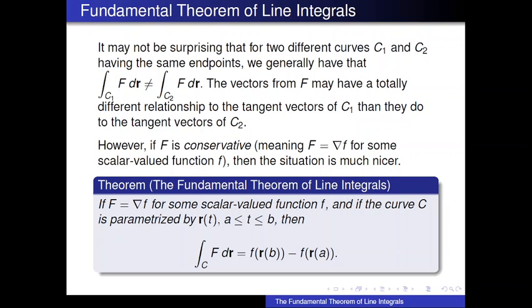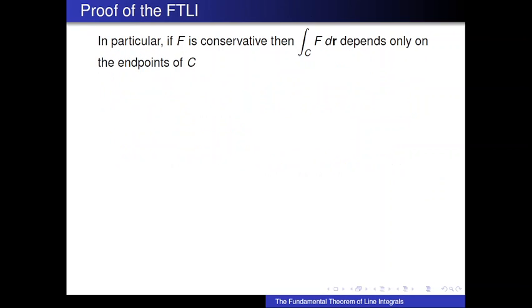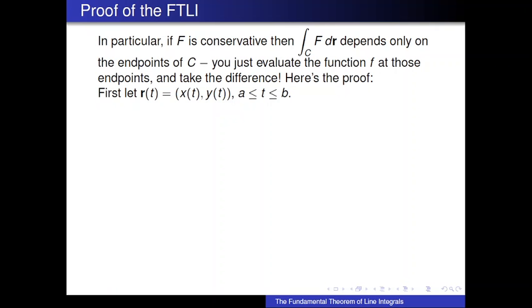So what can we say? Let's put it in prose. What this means is that if our vector field big F is conservative, then the line integral of big F along any curve only depends on the endpoints of that curve. So you just evaluate the function little f, the potential function, at those two endpoints and take the difference.